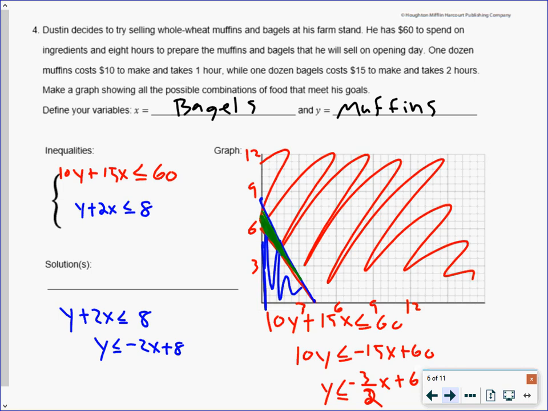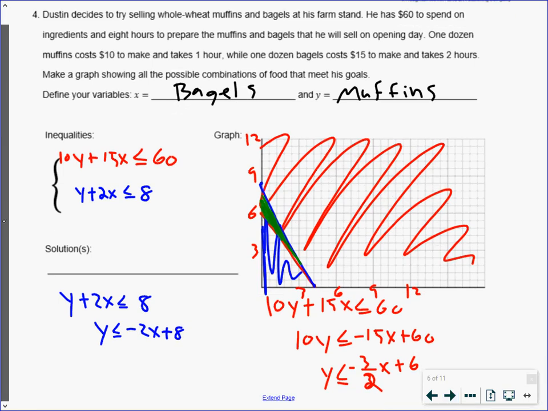This is the solution to number 4. So we defined our variables. I made x be bagels and y be muffins. Same thing, if you flip-flop them, it's not a big deal. Your graph is just going to be a little different. Your inequalities should be very similar.